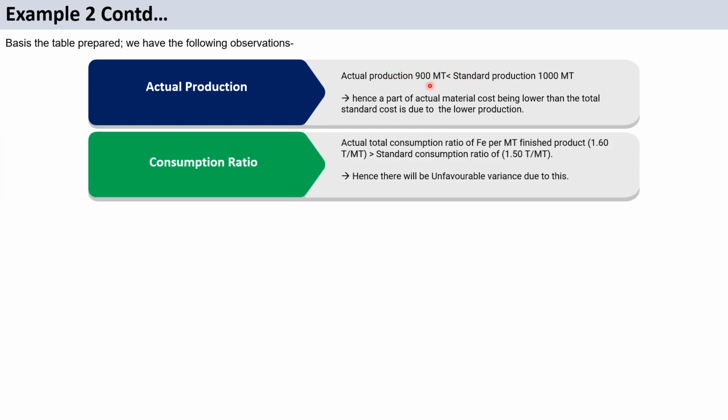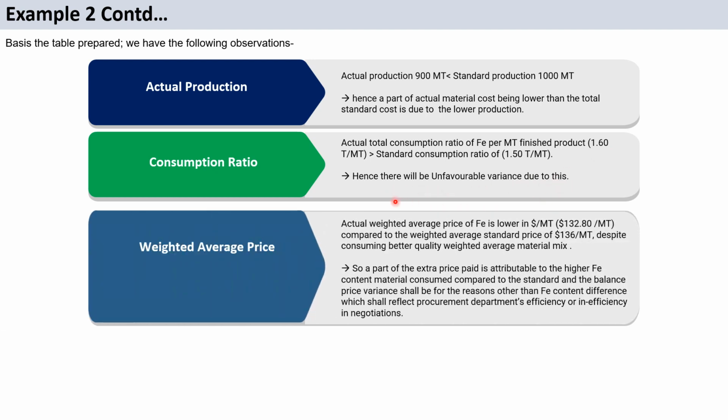First, we know the actual production was lower, 900 tons compared to the standard production. So there will be some savings due to lower production. Then the consumption ratios also differ, because the standard should have been 1.5, whereas the actual consumption ratio is 1.6. Hence, there will be an unfavorable variance due to the high consumption ratio. The third variance will arise from the weighted average price.